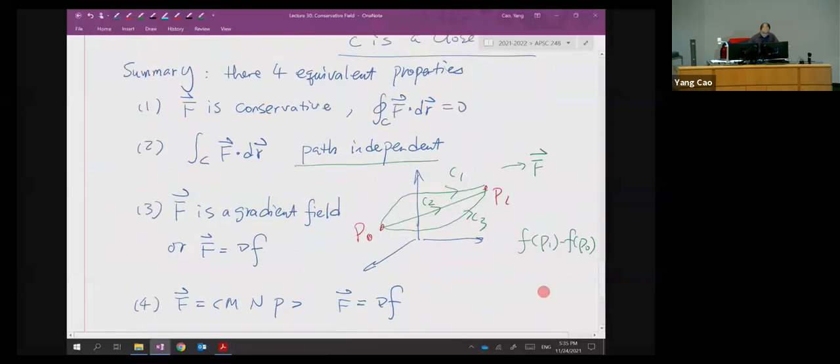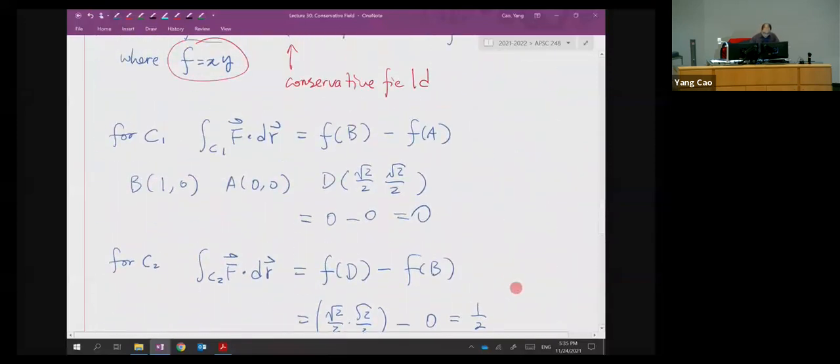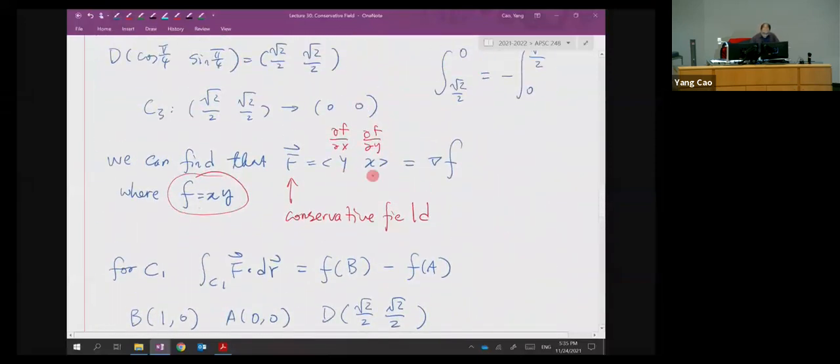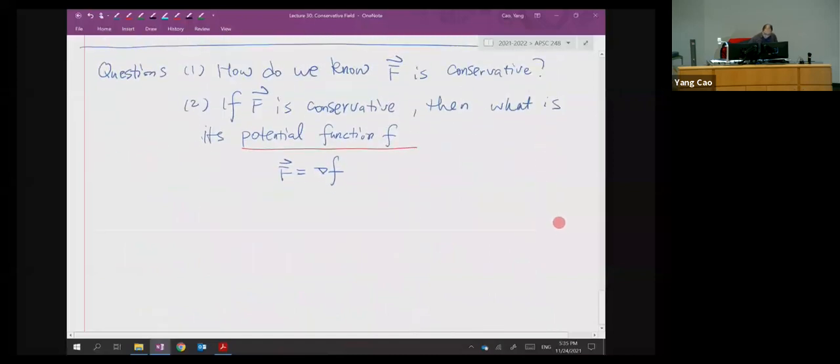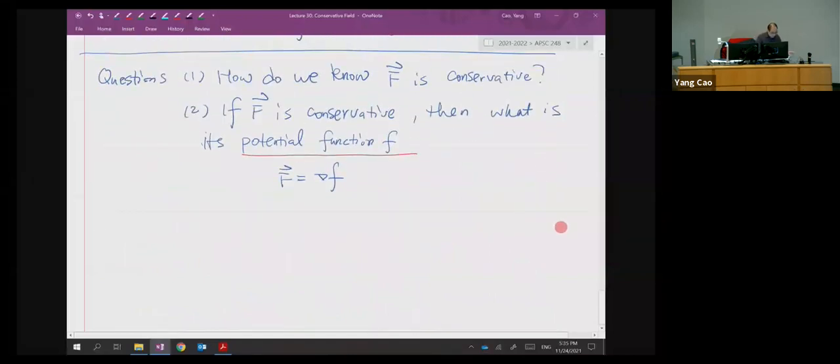Just like in this example here, you have a vector field yx, and I'm telling you, okay, I found it: the potential function is xy. But how did I find it out? That's what we want to demonstrate here. So these two questions are what we need to answer here. I'm not sure we can answer both, but let's tackle the first one.